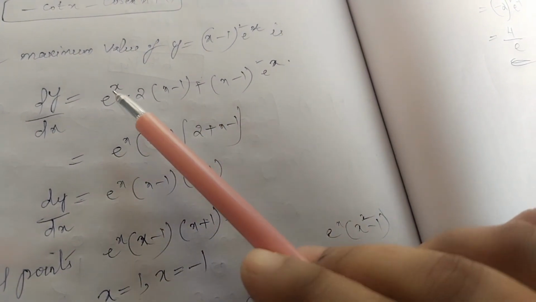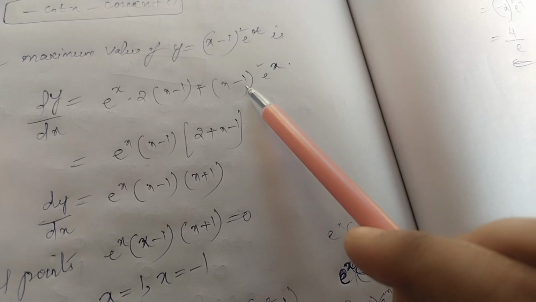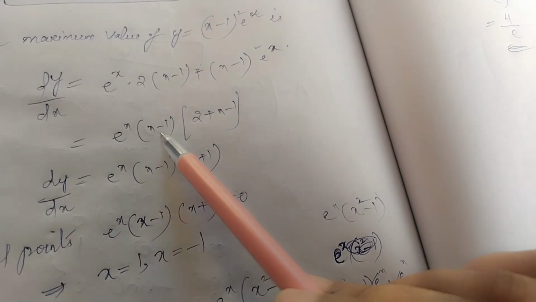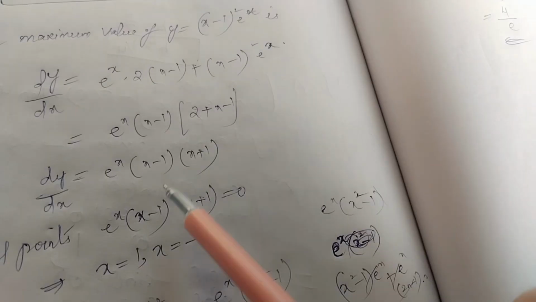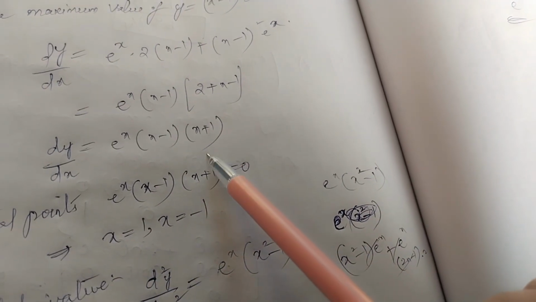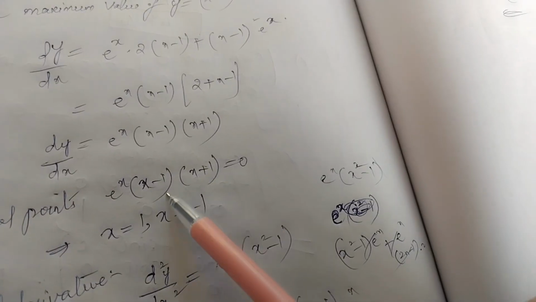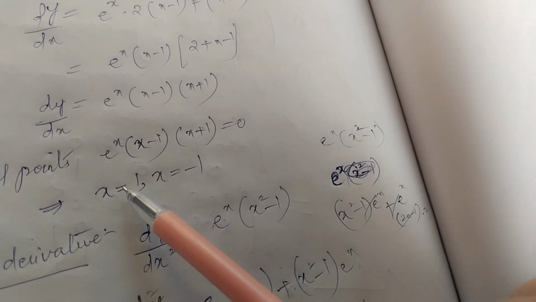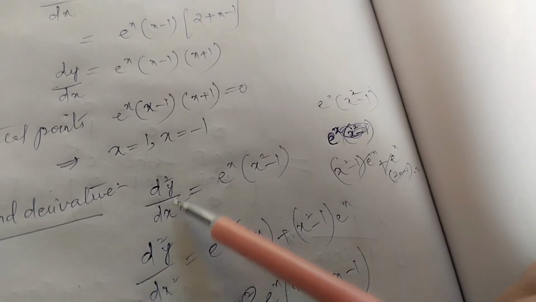Then from these two I can take common e power x into (x minus 1). Then we are left with 2 plus x minus 1, so e power x into (x minus 1) into (x plus 1), since 2 minus 1 is 1. This is the first derivative we get, and the critical points, if we equate it with 0, are x equals 1 and x equals minus 1. Let's find out the second derivative of this.